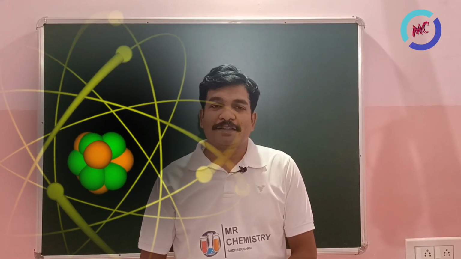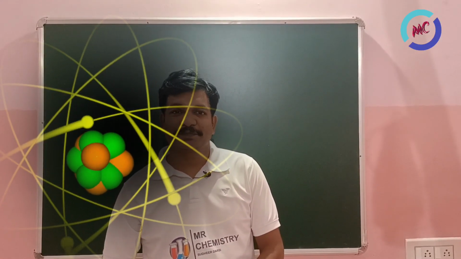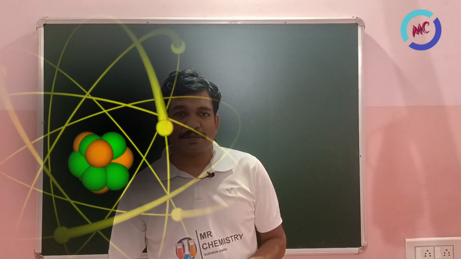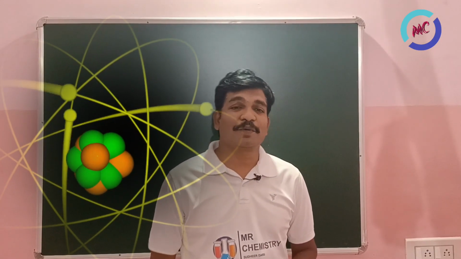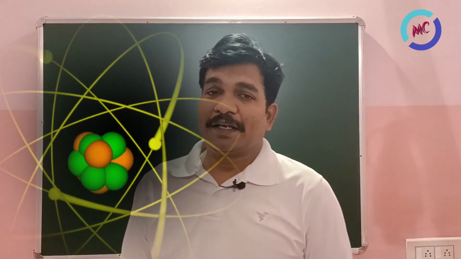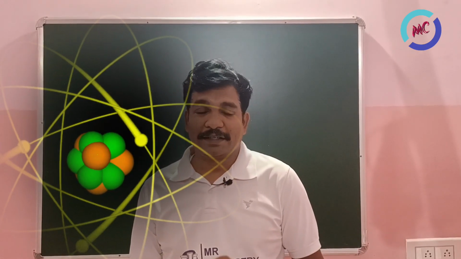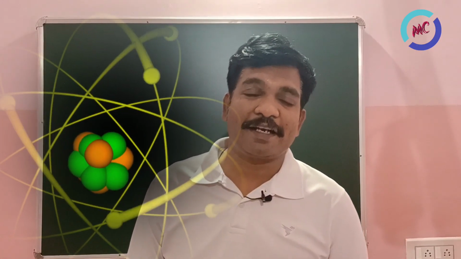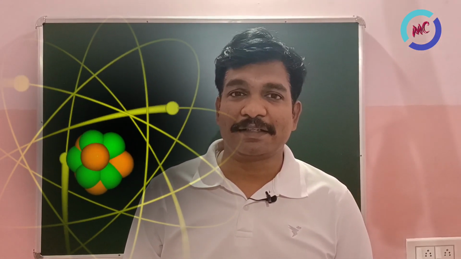Electron. Is an electron a particle or a wave? To clarify this doubt, there is a theory, that is de Broglie's wave theory. De Broglie's wave theory explains the dual nature of the electron. It explains both the particle nature and also the wave nature of the electron.